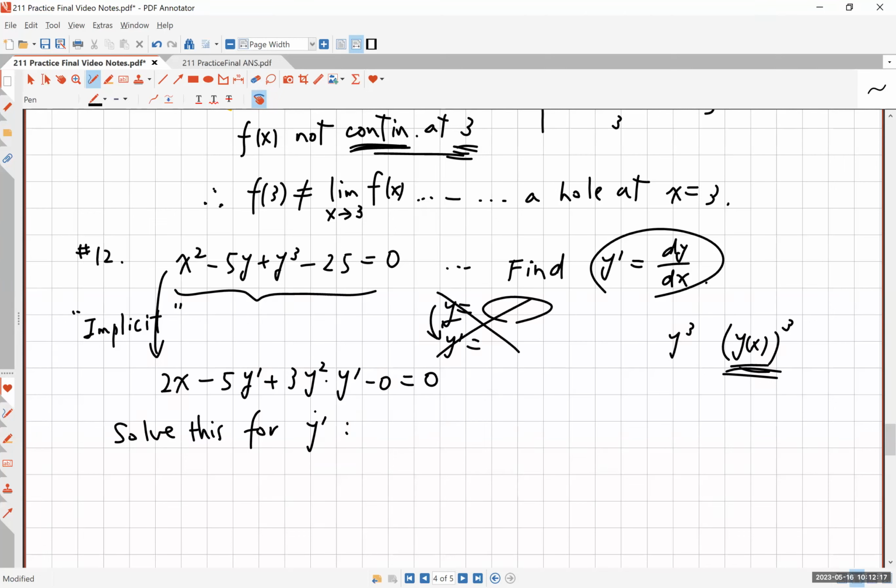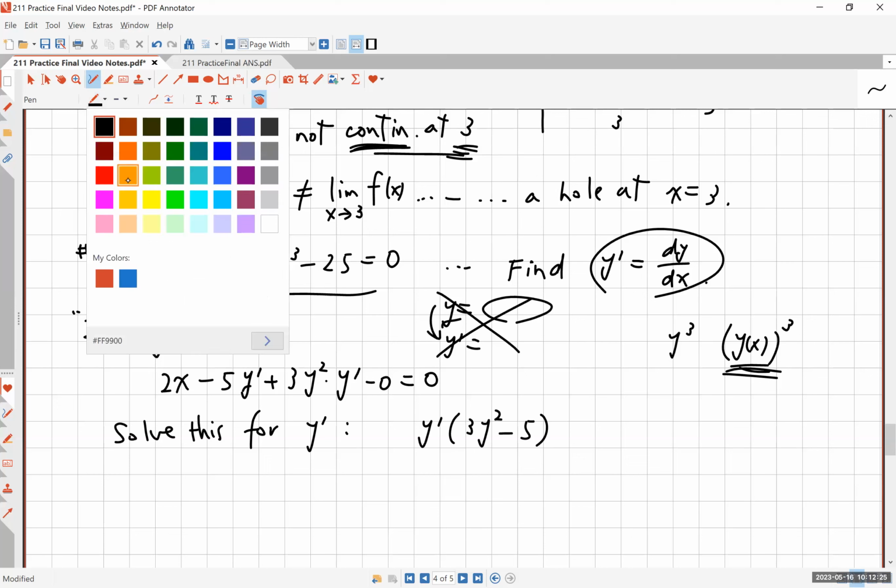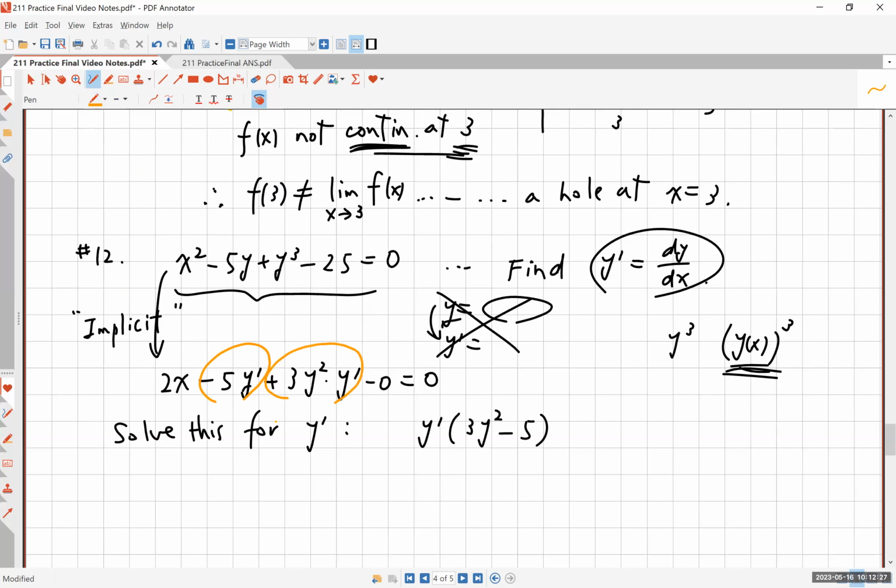Okay, so what do we have? Let's factor out y prime on this side here. You have 3y squared minus 5, and these come from this term and this term, both of which have y prime, right? So you factor out y prime. I switch the order because I don't like to start the expression inside the parentheses with a -5. So it's 3y squared minus 5.